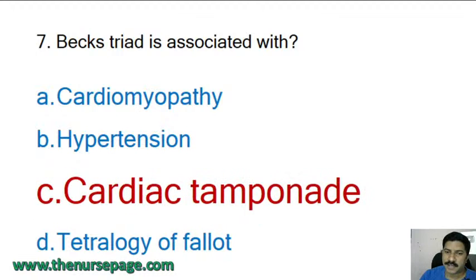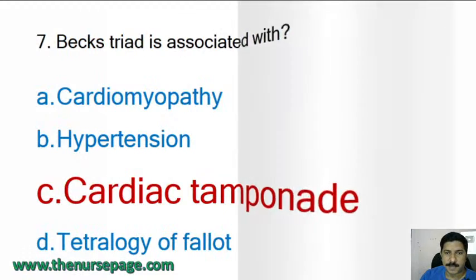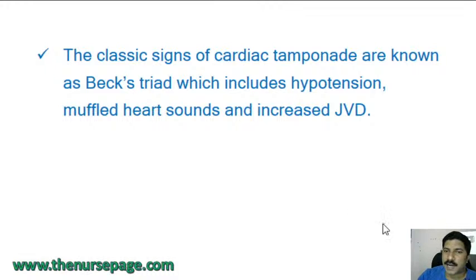Okay, the correct answer is cardiac tamponade. All of you are very familiar with this question. The classic signs of cardiac tamponade are known as Beck's triad, which includes hypertension, muffled heart sounds, and increased jugular venous distension.